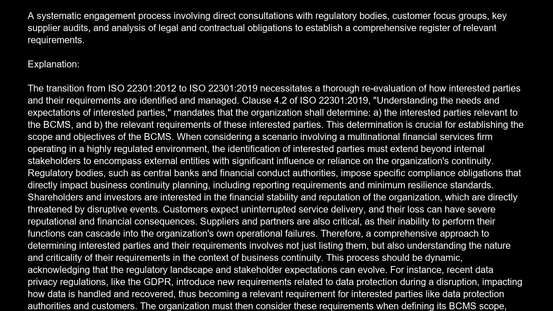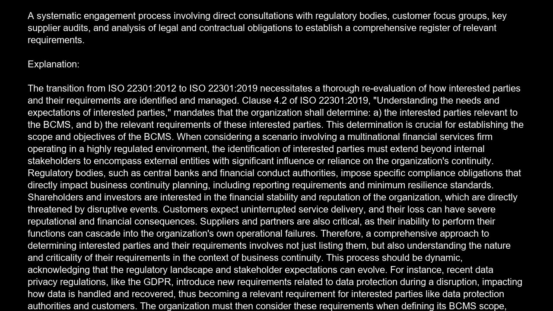Clause 4.2 of ISO 22301-2019, understanding the needs and expectations of interested parties, mandates that the organization shall determine A. the interested parties relevant to the BCMS, and B. the relevant requirements of these interested parties. This determination is crucial for establishing the scope and objectives of the BCMS.